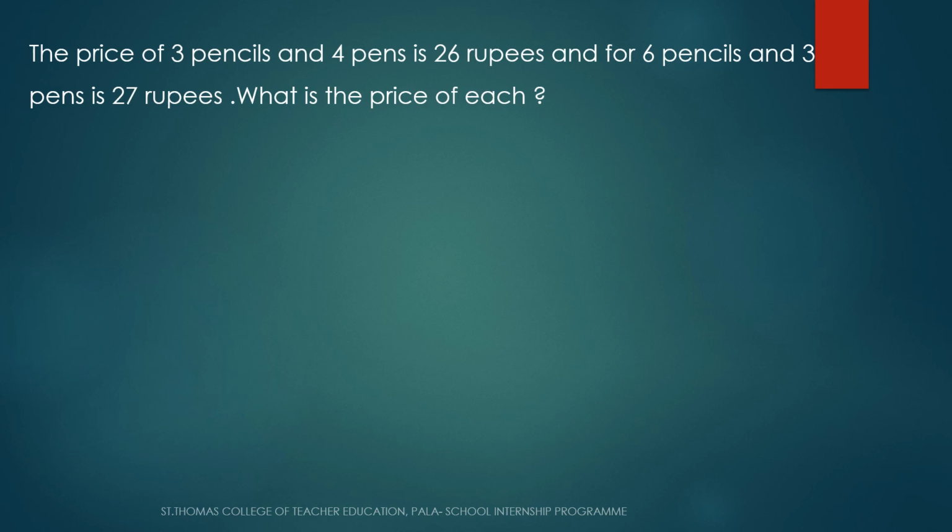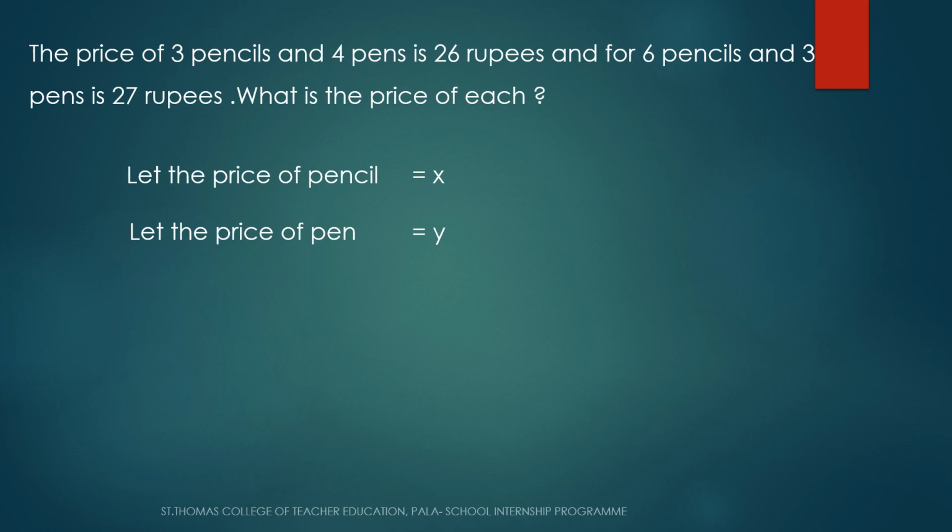Some of you may use mental calculation. You can use it and find it. But here I am discussing by using algebra. Okay. So tell me the first step. Yes. We are taking the price of pencil as X. You can take the price of pen as X. There is no problem. And what will be the next step? Let the price of pen be Y.